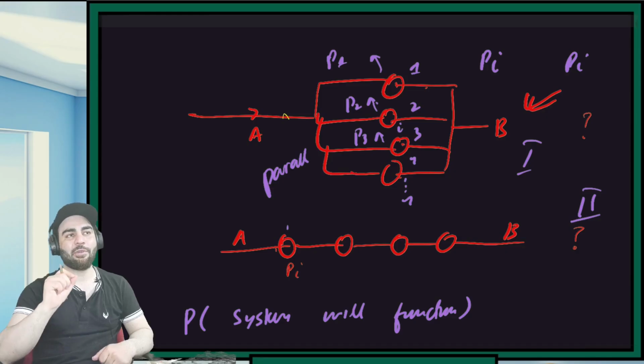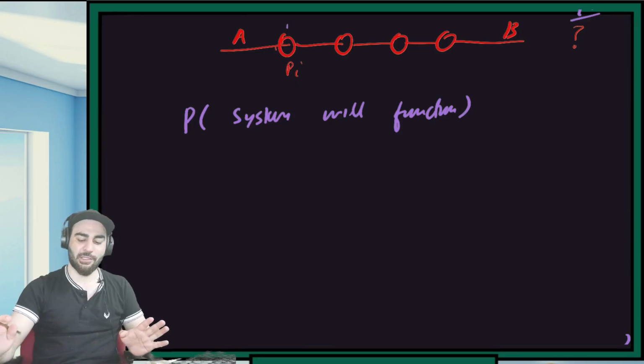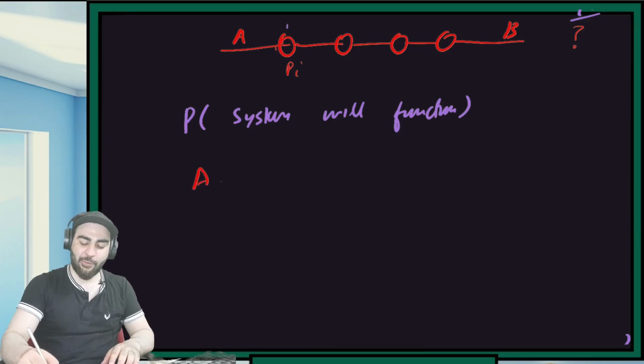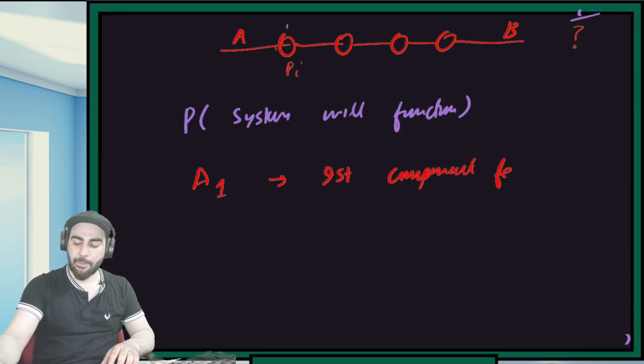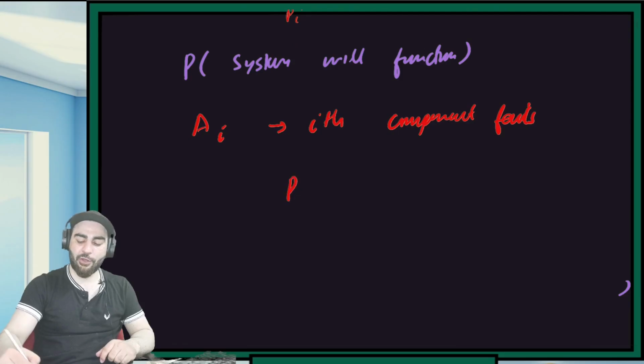Whenever I say that, it is easy to think in the complements. You should think of it like this: no component works. If A1 means the first component fails, A2 means the second component fails, then AI means the ith component fails. So I am saying that you should compute that no component works. That is, everything fails, so that is the probability of the intersection of the AIs.